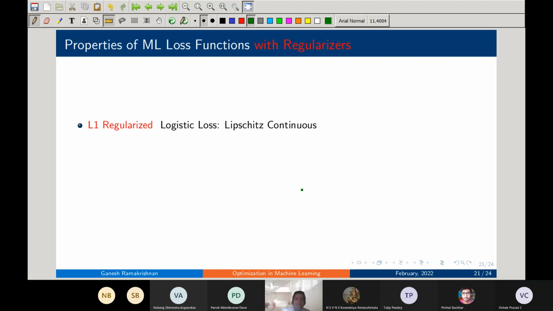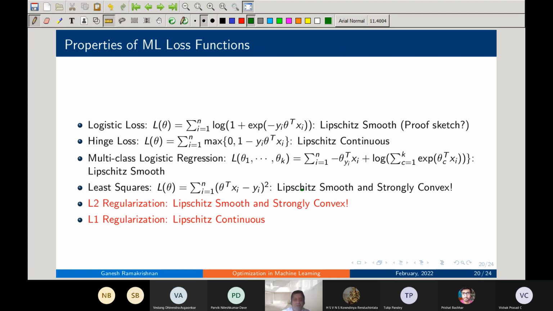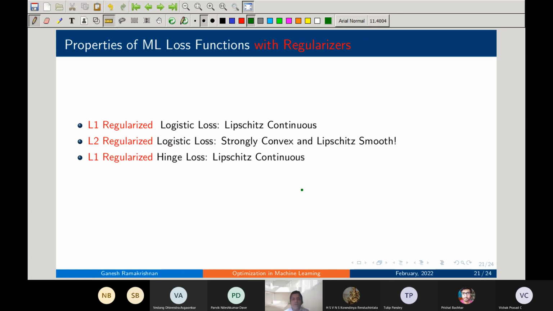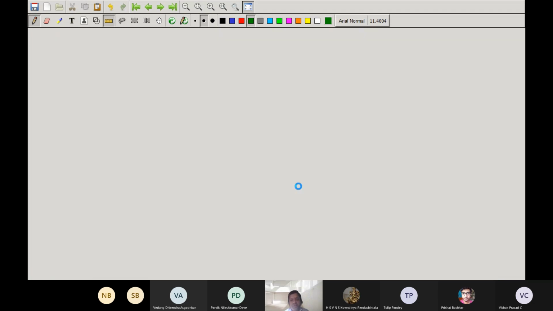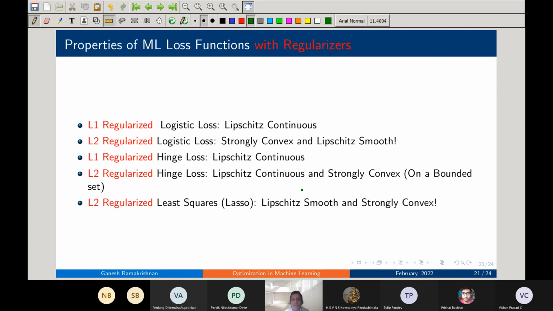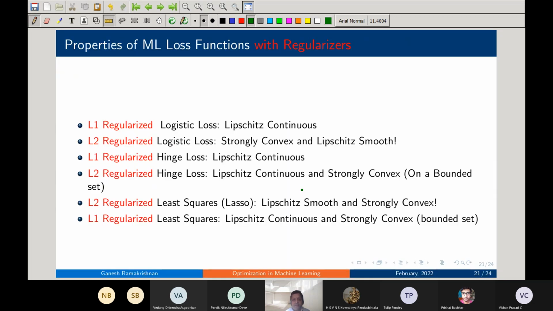Now when you add these regularizers, so far we didn't add the regularizers, if you start doing L1 regularized logistic loss, what do you get? You get Lipschitz continuous. L2 regularized logistic loss is strongly convex and Lipschitz smooth. And L1 regularized hinge loss is Lipschitz continuous. Convexity will be there in most places. I've skipped convexity per se, but I only brought in strong convexity and Lipschitz continuity and smoothness. L2 regularized hinge loss, on the other hand, is Lipschitz continuous and strongly convex on a bounded set. L2 regularized least squares is Lipschitz smooth and strongly convex, and L1 regularized least squares is Lipschitz continuous and strongly convex.